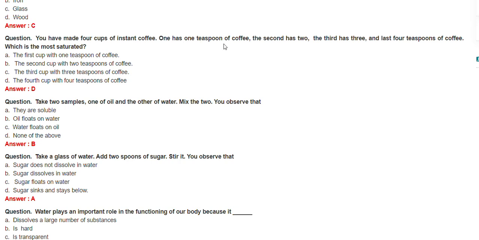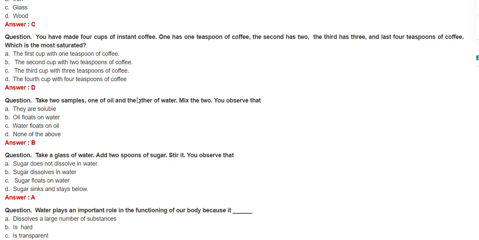Can you make 4 cups of instant coffee? One has 1 teaspoon of coffee, the second has 2, the third has 3, and the fourth has 4 teaspoons of coffee. Which is the most concentrated? Answer है D, fourth option, the 4th cup with 4 tablespoons of coffee.